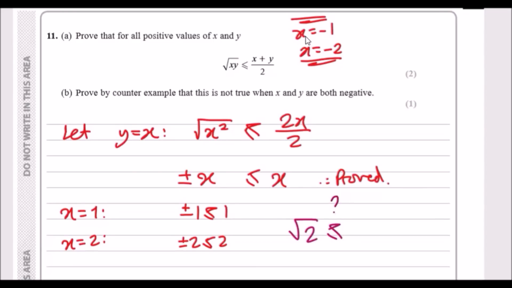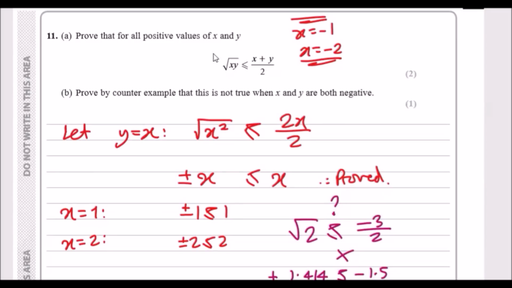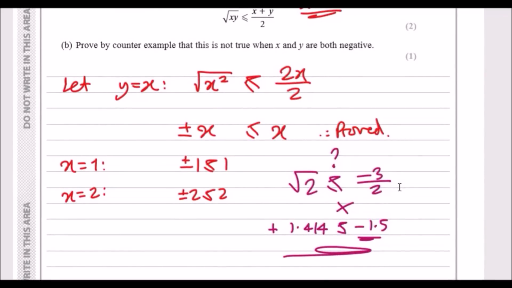Now we're going to check if it's less than or equal to the right side. So if you've got minus 1 plus minus 2, you're left with minus 3 over 2. So false. This means that this does not work for negative numbers. So it's actually done. We proved by a counterexample that this is not true. And that's it.